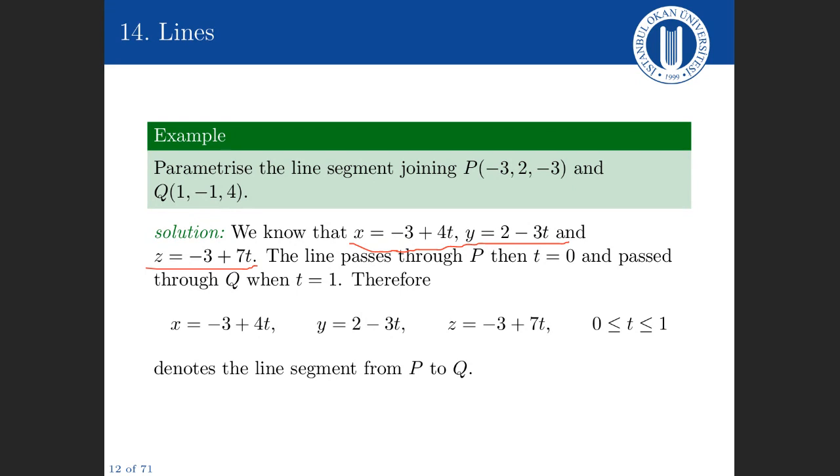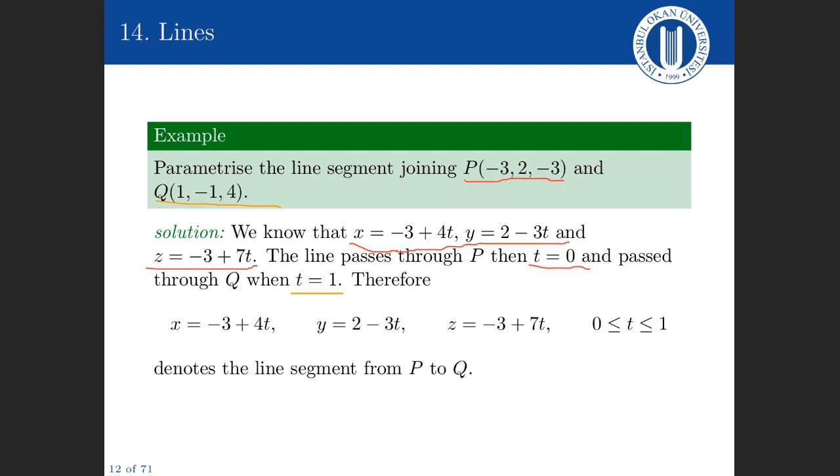We can say that when t is equal to 0, we get minus 3, 2, minus 3, or in other words, we get P. And when t is equal to 1, we get minus 3 plus 4, or 1, 2 minus 3, or minus 1, minus 3 plus 7, which is 4. In other words, when t is equal to 1, we get 1, minus 1, 4.